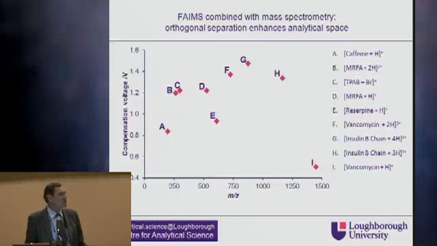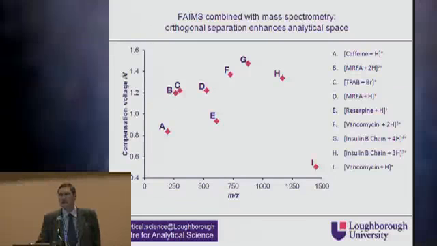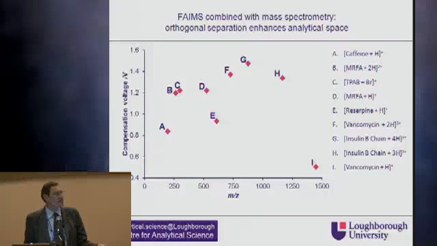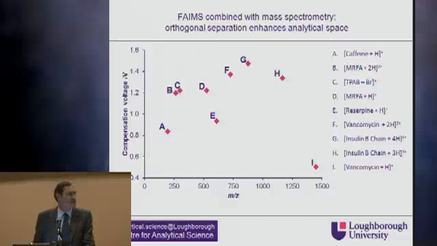In this configuration, we're plotting our mass to charge against the compensation voltage, or compensation field. And here's a variety of different test compounds that we've used, pharmaceutical related and others, just to illustrate the fact that each of these has a point in the compensation field and mass to charge space. So caffeine, protonated caffeine, for example, A here, sits at this point in the system.